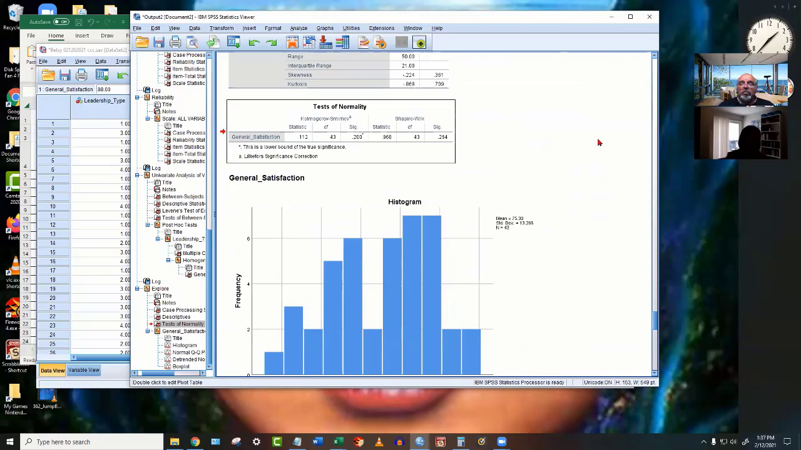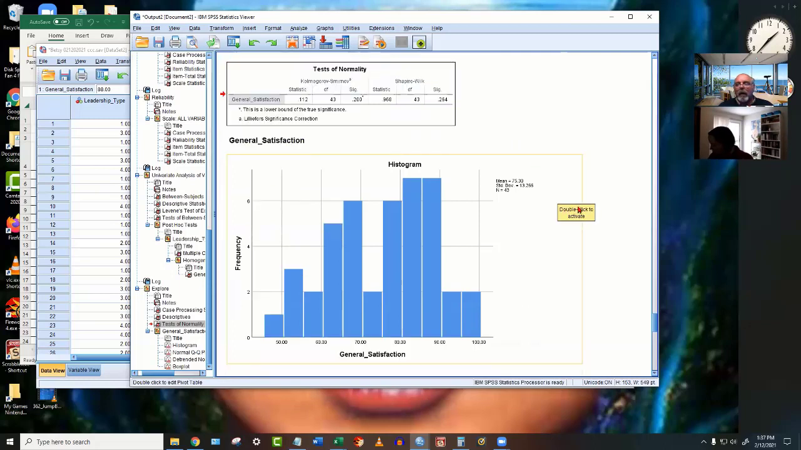So what would it show there if it did violate it? The sig value under the Kolmogorov-Smirnov test would be less than 0.05. Normally the Shapiro-Wilk test would agree with it, and this would be less than 0.05. So now when, hold on.